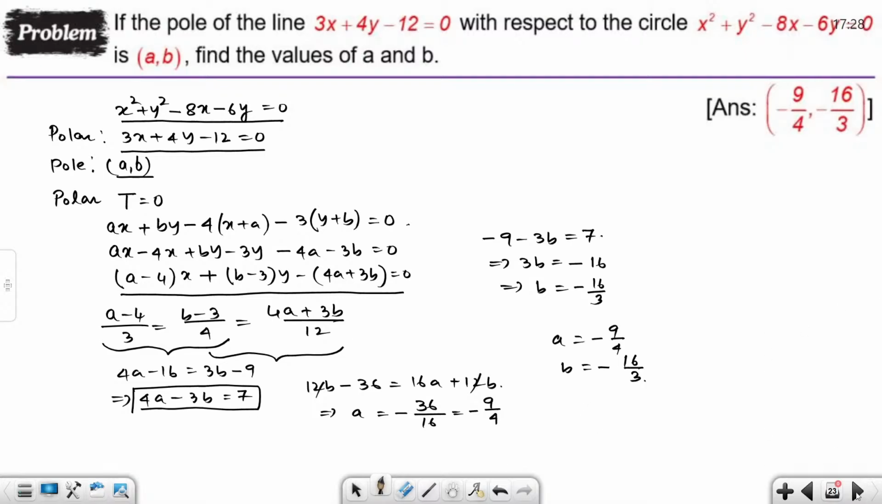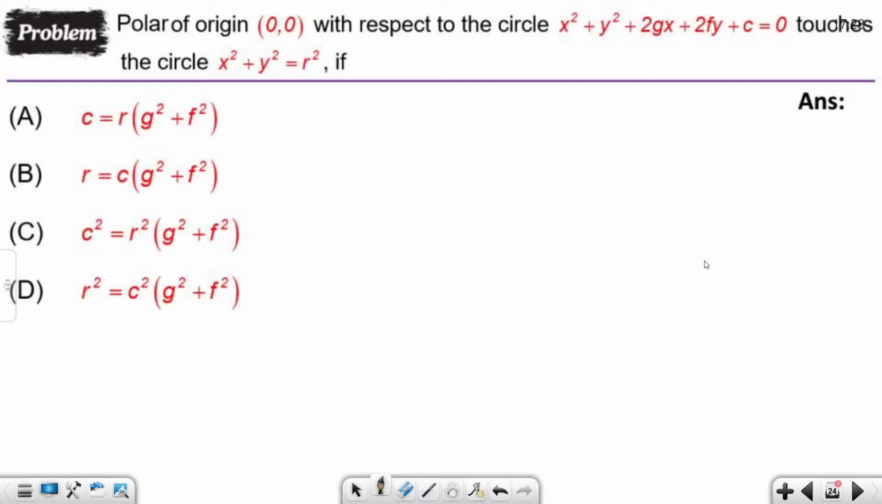Okay, so let us come to this problem. They have said the polar of the origin, so 0, 0 is basically what? So the point 0, 0 is basically your pole. Clear? Now, what will be the equation of the polar with respect to the pole 0, 0, and the given circle is this, the general equation of a circle? So what will be the equation of the polar?